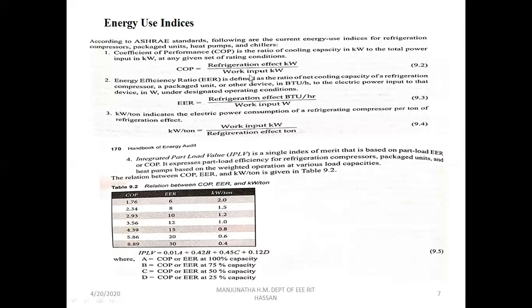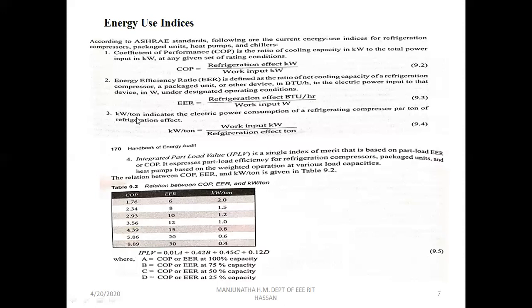First, the coefficient of performance is the ratio of the refrigeration effect and the total power consumption in kilowatts. Then we should calculate the energy efficiency ratio, which is the ratio of the refrigeration effect in BTU per hour, BTU being the unit of refrigeration effect, to the power input to the device in watts. And then we should calculate the kilowatt per ton.